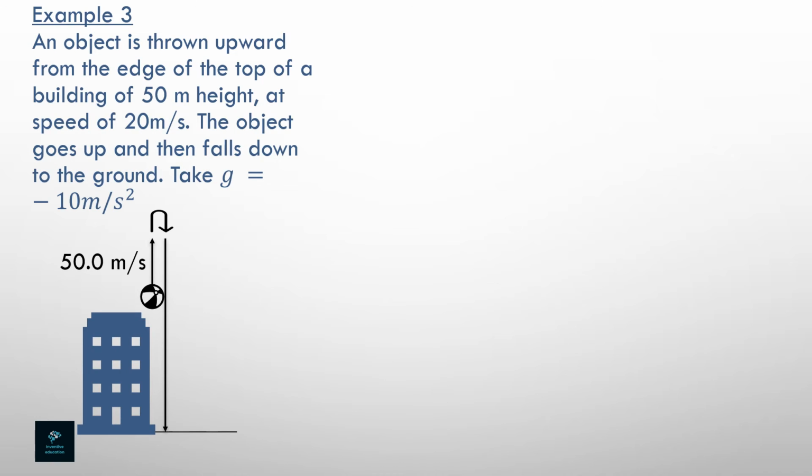In this third example, an object is thrown upwards from the edge of the top of a building of 50 meter height at a speed of 20 meters per second. The object goes up and then falls down to the ground. We are required to find how high it goes and how long it takes to fall to the ground. For this problem, we will take g equal to minus 10 meters per second square.